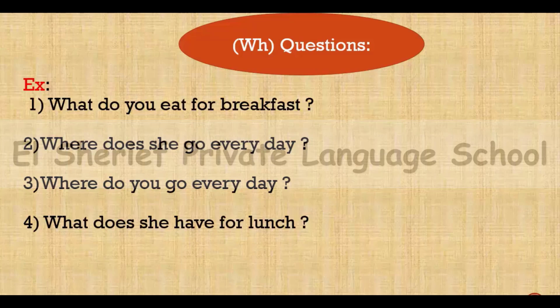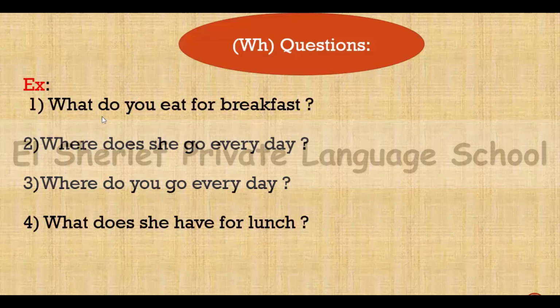As you can see, we started with the question word what in the first sentence, where in the second, where in the third, and what in the last one. So we can start with any question word: what, where, when, how, and why. Then followed by do or does. Look at the first sentence. We used do.